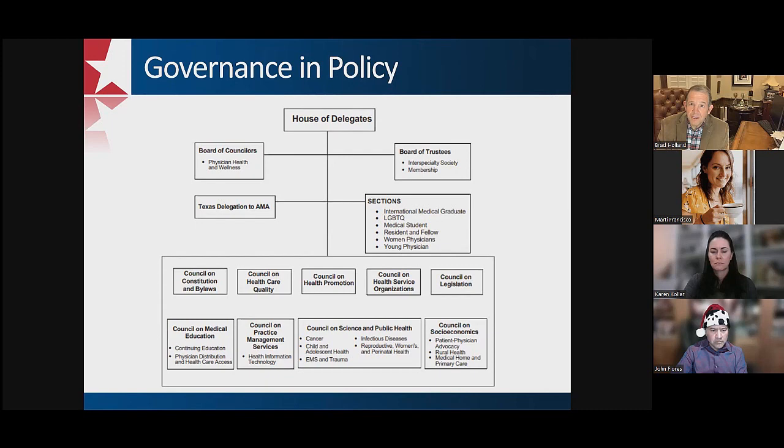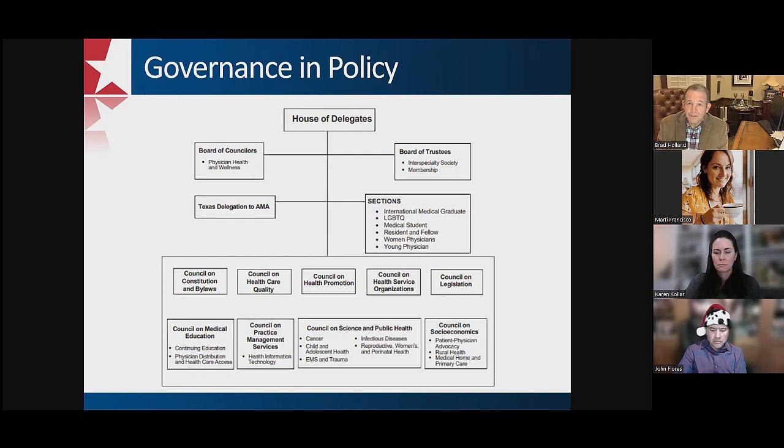And under the House of Delegates, you have sort of the two bodies, the Board of Trustees, which also has underneath it the Interspecialty Society and Committee on Membership. And the board handles the workings of TMA and implementation of things that the House may pass, as well as issues that come up throughout the year that require our large organization, which is a nonprofit, a large budget nonprofit, one of the bigger state nonprofits. Board of Trustees handles those on a daily, weekly basis.